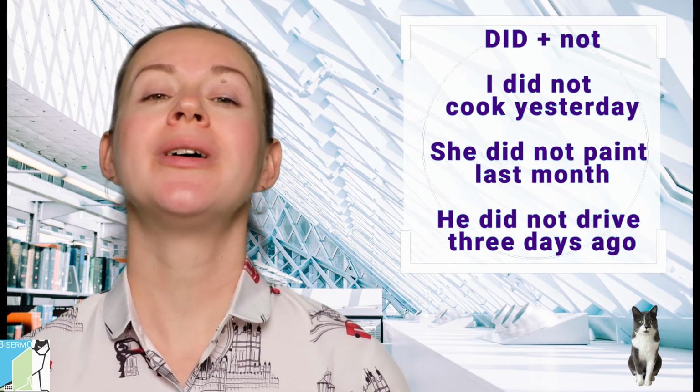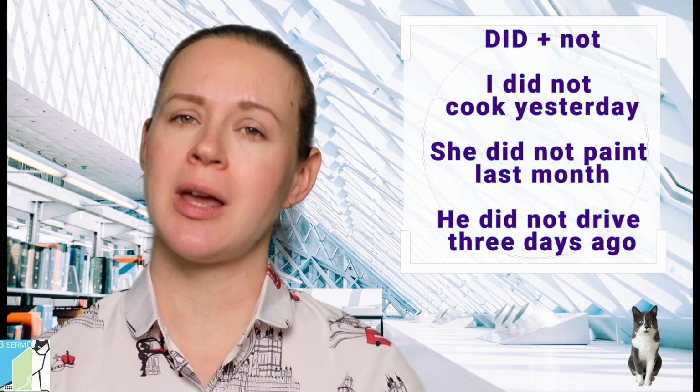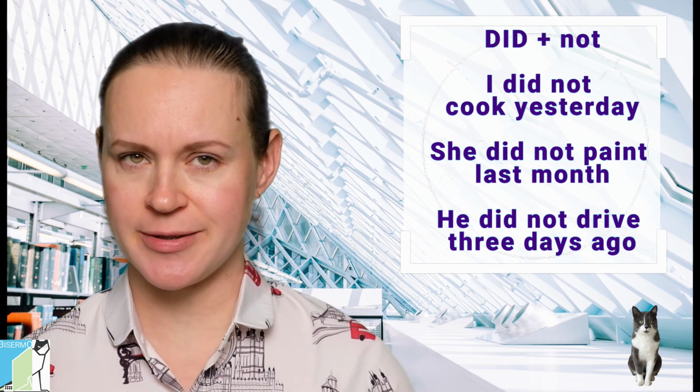But I have good news for you. Negative and question sentences are formed without the difference whether regular or irregular verbs. Let me show how to build negative and question sentences. And here comes our helper, the auxiliary verb did. Did is used only in negative and question sentences.